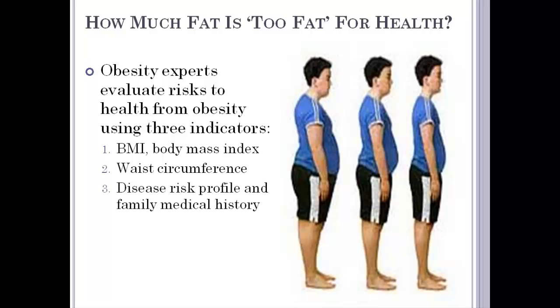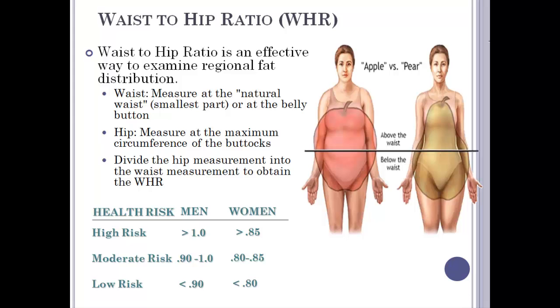And also your disease risk profile and your family medical history. It really matters. If you tend to come from a family where heart disease is prevalent and runs early in your family, well then you're more at risk for developing early heart disease, even if you have a normal level of body fat. So what's your medical history? What's your family's medical history? How big is your waist? And what's your BMI? Those are the 3 indicators that obesity experts use to evaluate your health risks.